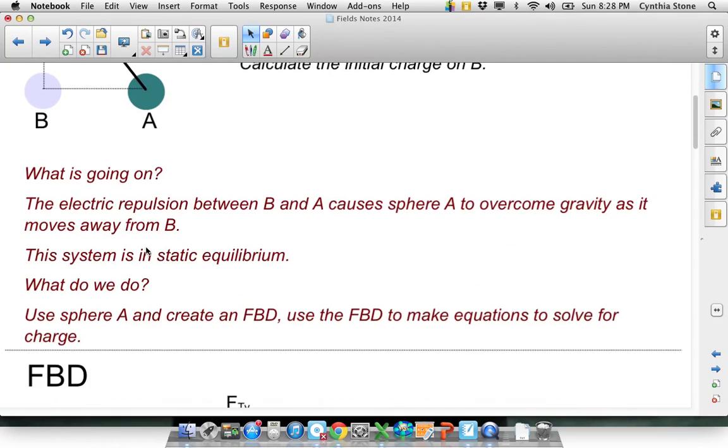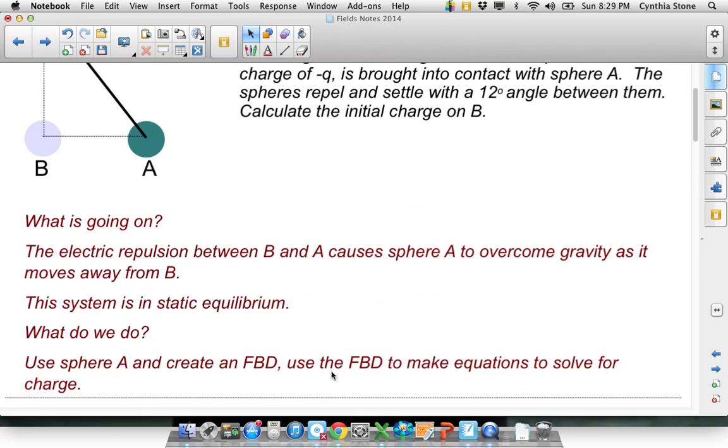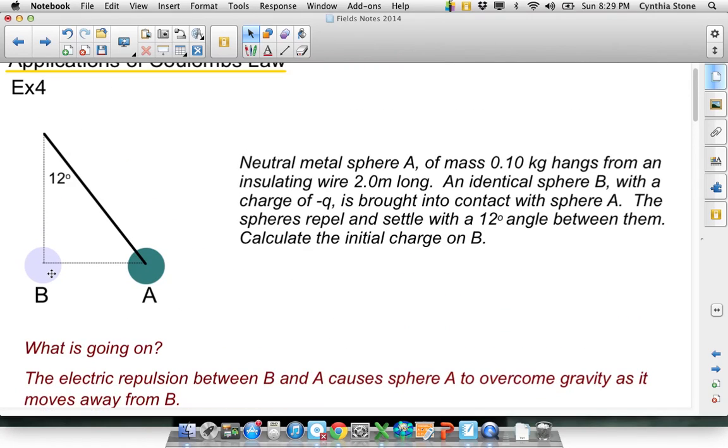So what do we do? We could do a free body diagram, and we're going to come up with equations using the free body diagram and static equilibrium to solve for the charge, because that's what we're looking for. We want to know the charge here.